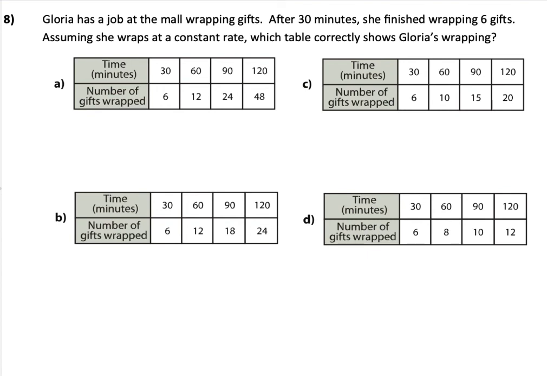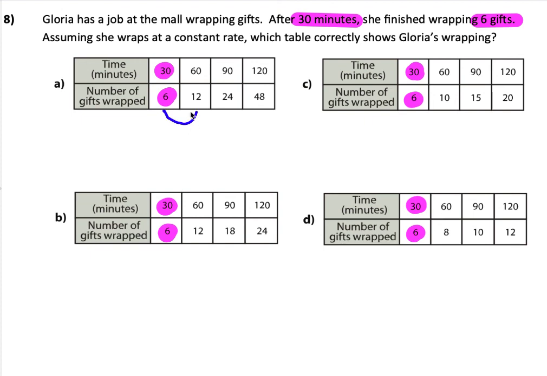All right, last one. Again, this is a multiple choice question, but don't think of it as a quick circle one and then move on. You literally need to check each one of these to see which one works. So we're given some information. It says Gloria has a job at the mall wrapping gifts. After 30 minutes, she was wrapping 6 gifts. So that's her rate. So you'll notice 30 and 6 start each of our ratio tables. What we want to know is which ratio table got filled in correctly from there. So it's kind of like the last problem, but we're checking their work instead of having to fill in the numbers. So here's how I would work through this.